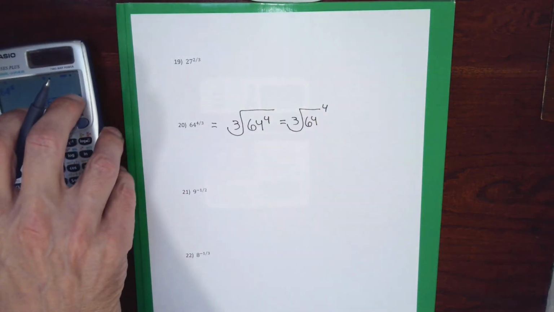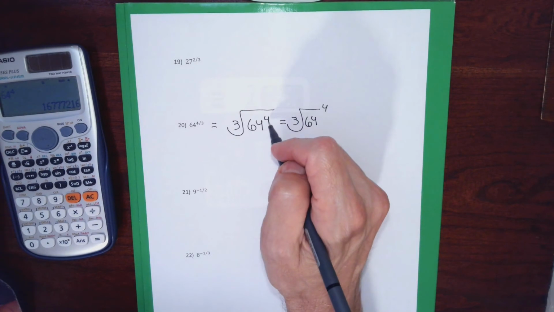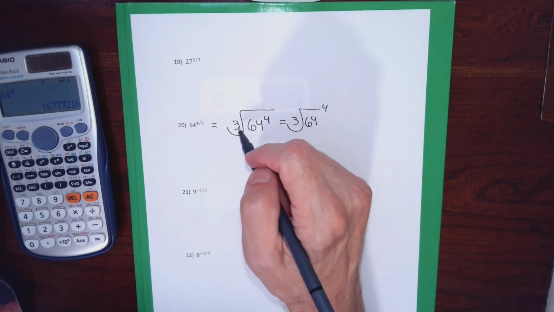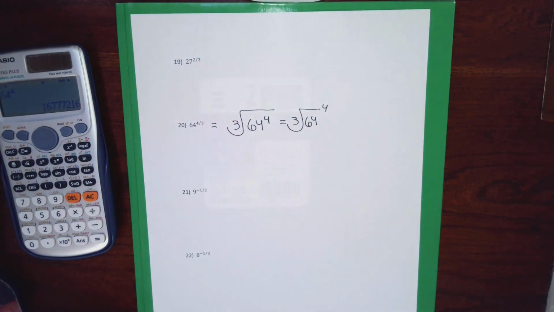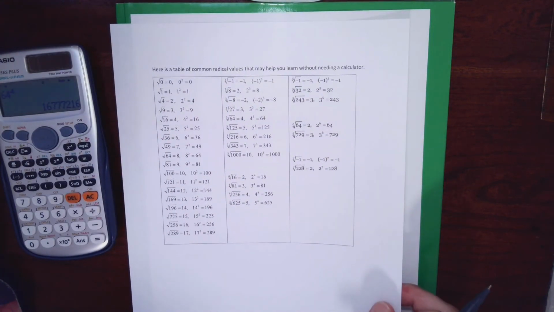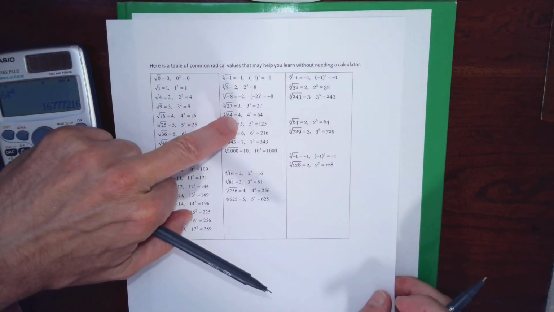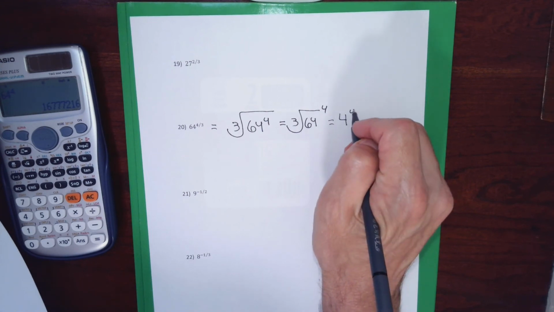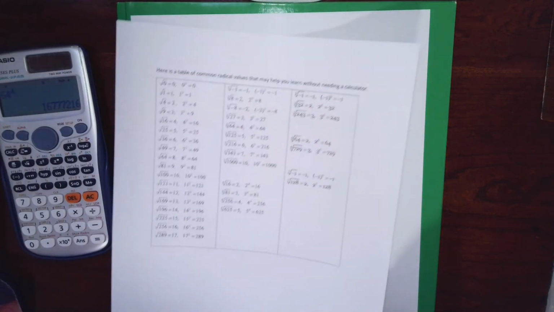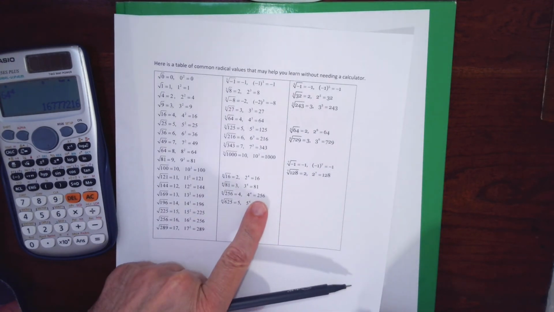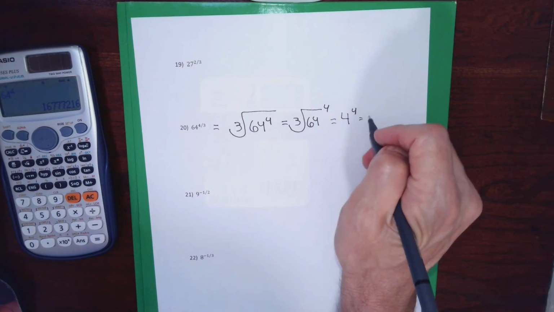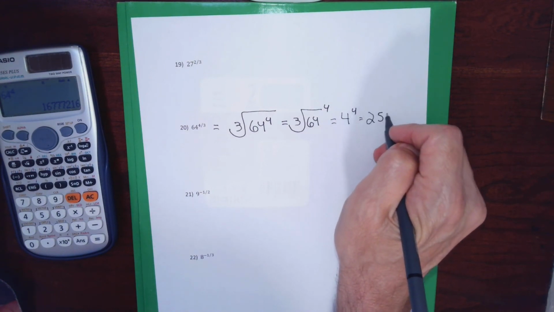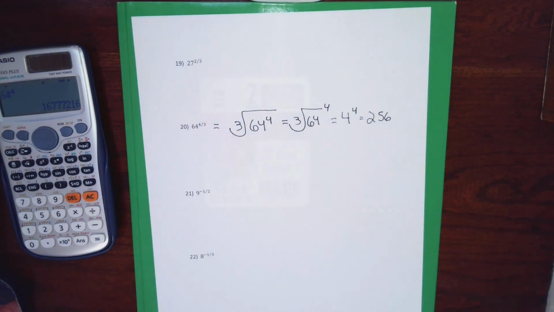So algebraically, if you have an exponent under the radical, you can do the radical first and apply the exponent second. So I'm going to apply the radical first. The cube root of 64 is 4. And then I'm going to do the 4th power. And 4 to the 4th power is 256. That's on this sheet as well. So without pressing a single button, just using the knowledge I have on the sheet, I can get the answers that I need to get.